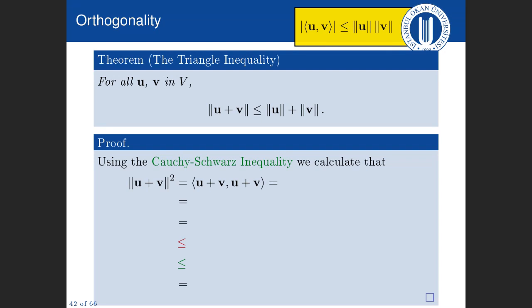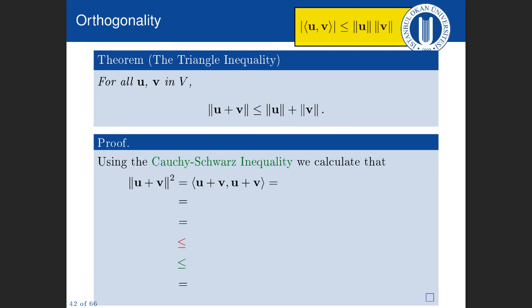We're going to prove this using the Cauchy-Schwartz inequality, and I'm color coding this. Cauchy-Schwartz I've written in green. We're going to be using it down here on this green less than or equal to. So I want to start with the norm of u plus v squared. Why squared? Because when you're dealing with inner products, it's easier to square it. I'm actually going to show that the norm of u plus v squared is less than or equal to the norm of u plus the norm of v all squared. If I can prove that, then I have the triangle inequality that I want.